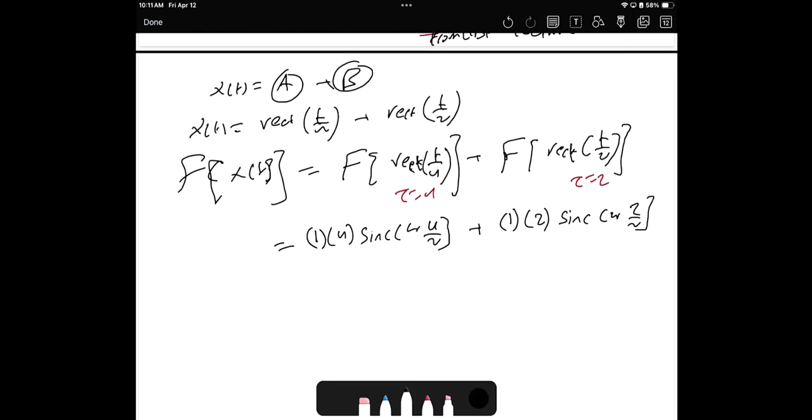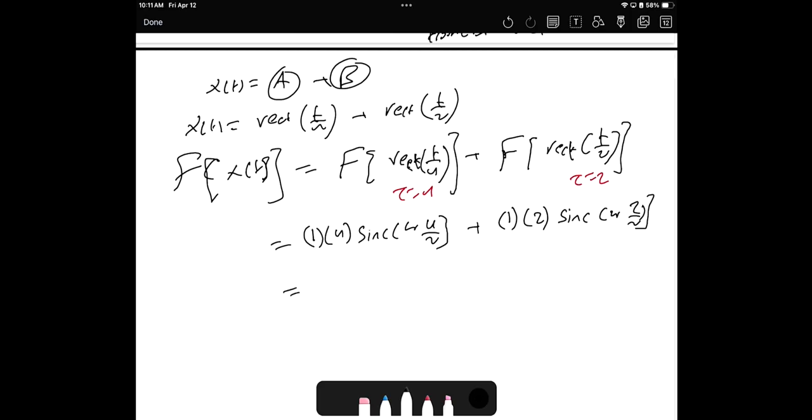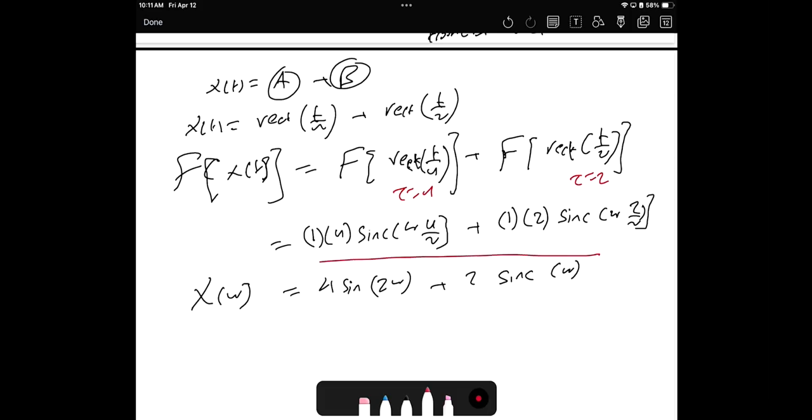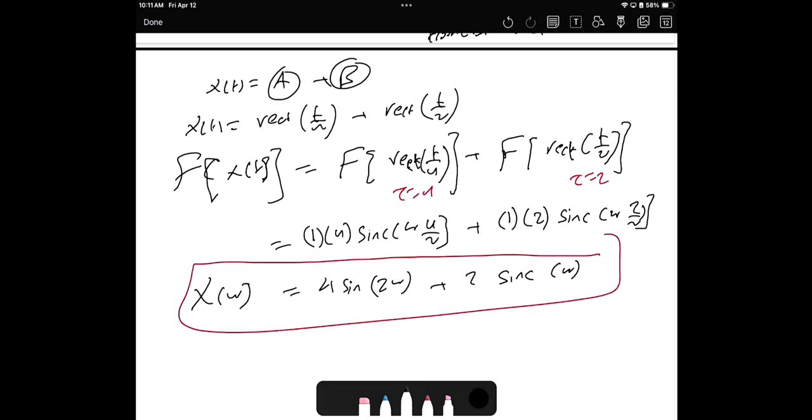Okay? Then it will be 4 sinc of 2 omega plus 2 sinc of omega. Okay, does this make sense? Then that's X of omega. Any questions?